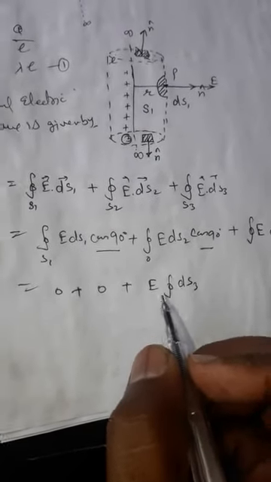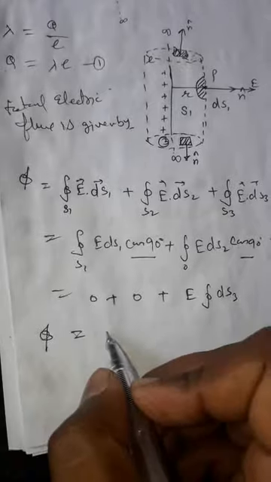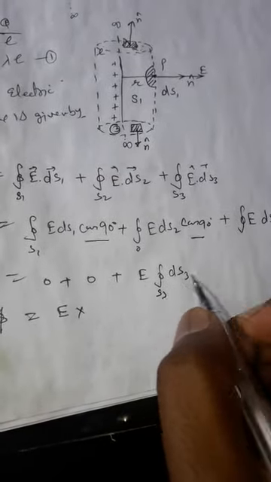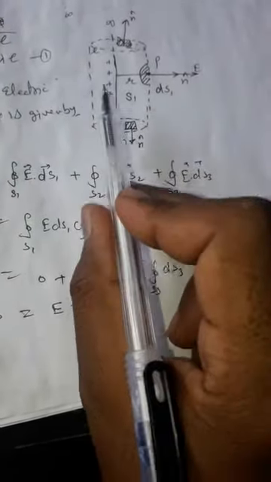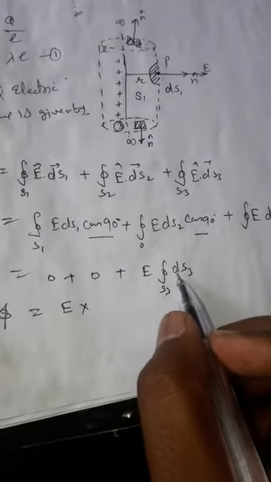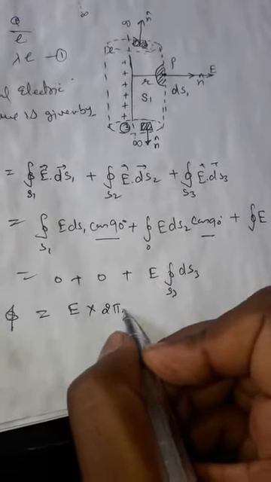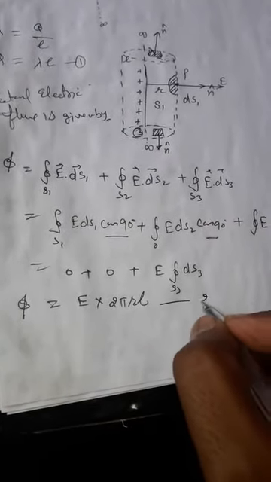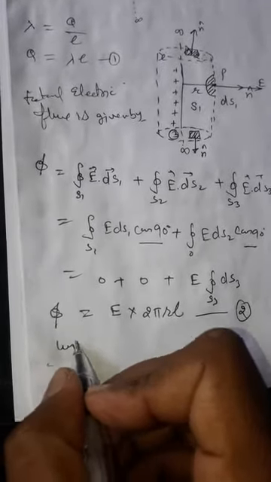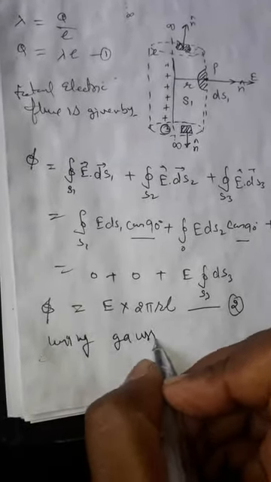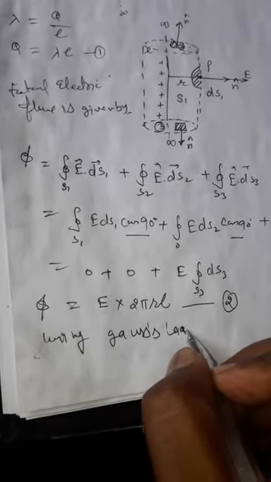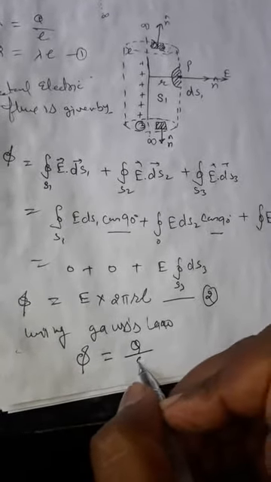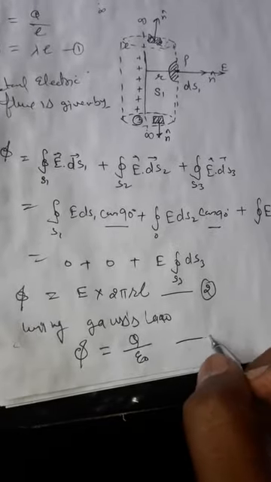Okay, so the total electric flux must be equal to E into the surface integral of the third surface, which is the curved surface area of the cylinder. So we can write the curved surface area of the cylinder, which is equal to 2 pi r L, where L is the length of this cylinder. Say this is equation second. Now using Gauss law, we know that the total flux must be equal to Q by epsilon naught. Okay, so this is equation third.